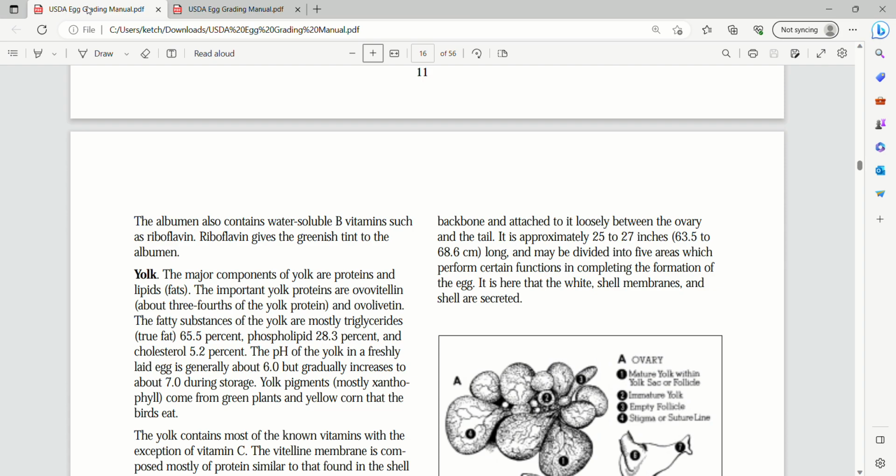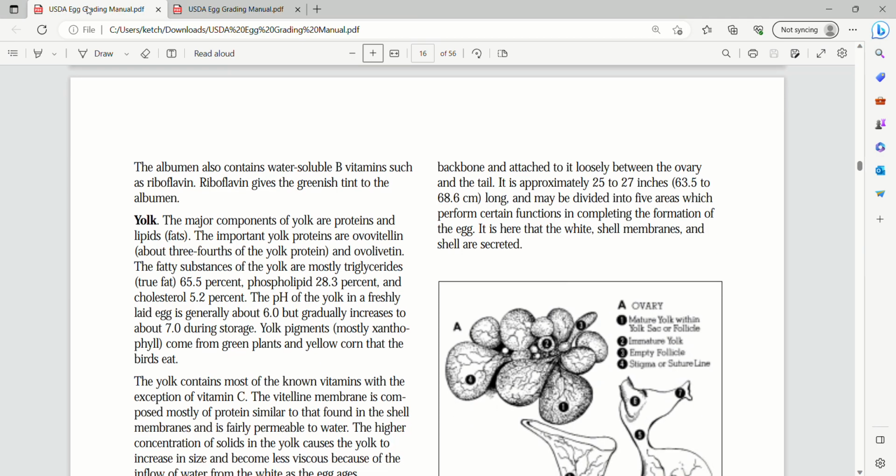ovolivetin. The fatty substances of the yolk are mostly triglycerides, true fat, 65.5%, phospholipid 28.3%, and cholesterol 5.2%. The pH of the yolk in a freshly laid egg is generally about 6.0, but gradually increases to about 7.0 during storage.